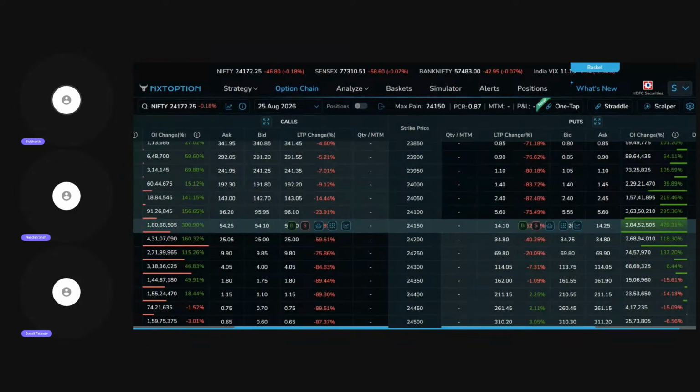Next, on the put side, around 24,100 put open interest is around 5.15 lakh contracts with a fresh addition of almost 4.11 lakh contracts. At 24,150, around 5.76 lakh open interest is there, and the fresh addition is around 4.65 lakh contracts. Whereas 24,200 put open interest is around 3.9 lakh and the fresh addition is around 2.01 lakh contracts. So we are seeing heavy open interest on both sides.